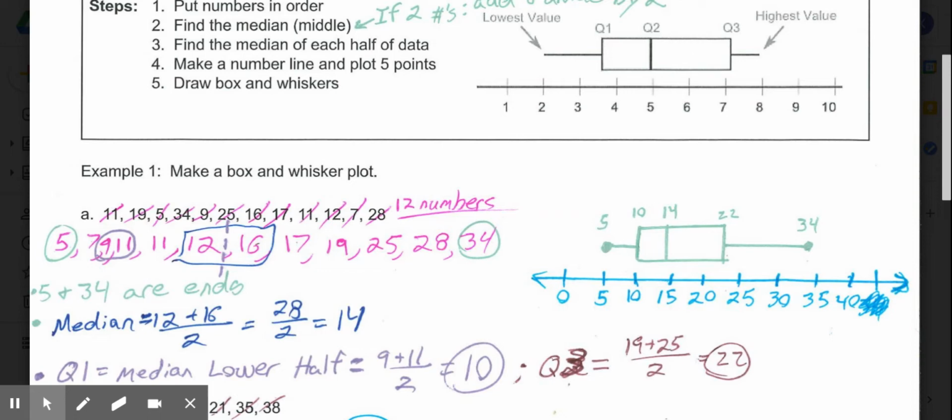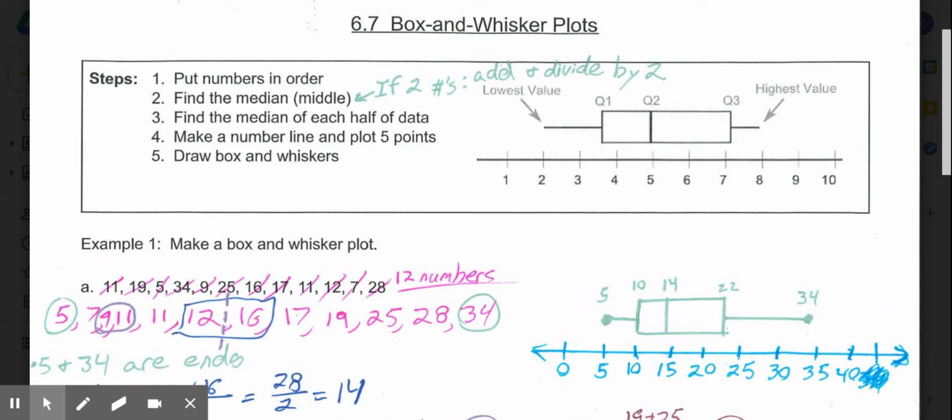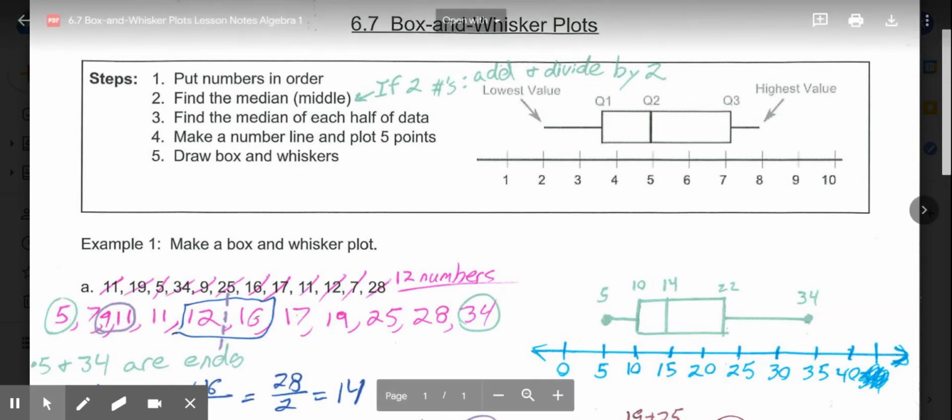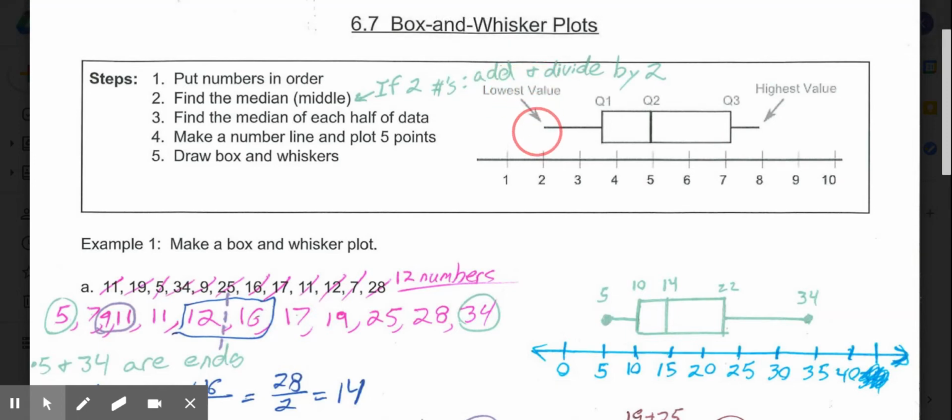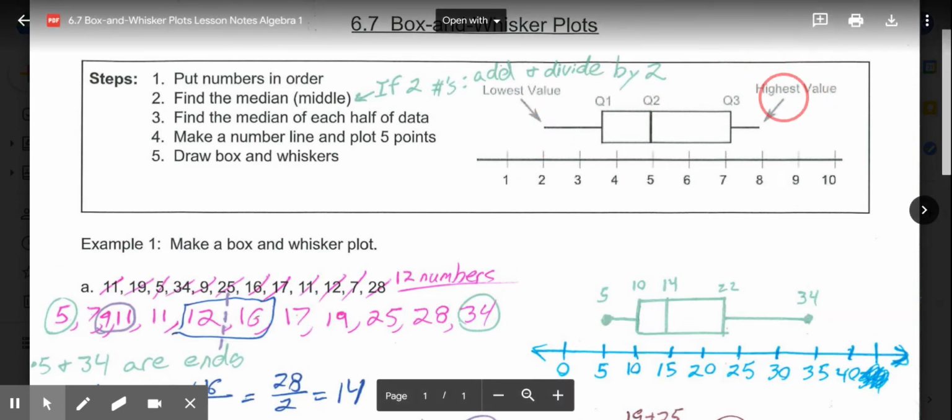Now, the easiest part of our box and whisker plot are the whiskers. Now, I always draw my whiskers out to a dot. So you'll see in mine, there's a little dot at the end. The whiskers are easy because the smallest value in your list, or the lowest value, is your left-hand whisker, and the largest value is the right-hand whisker.